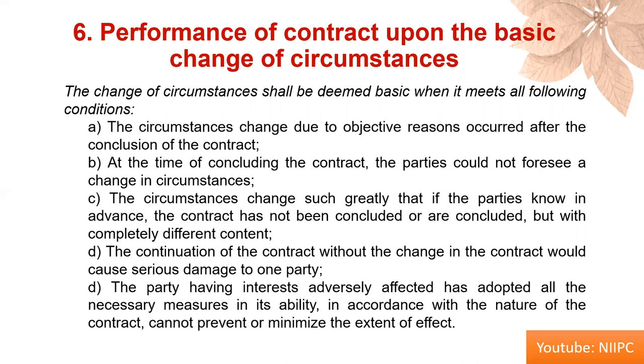The change of circumstances shall be deemed basic when it meets the following conditions. That means extremely difficult. First, the circumstances change due to objective reasons that occur after conclusion of the contract. At the time of concluding the contract, the party could not foresee the change of circumstances. The circumstances change so greatly that if the party had known in advance, the party would not have concluded the contract, or would have concluded it with completely different content. The continuation of the contract without a change would cause serious damage to one party. The party having its interest adversely affected has adopted all the necessary measures within its ability, in accordance with the nature of the contract, but cannot prevent or minimize the effect. So it is very, very difficult to satisfy all these conditions.